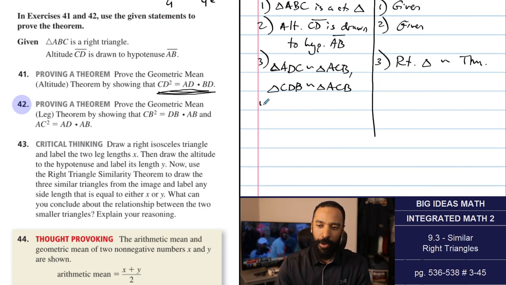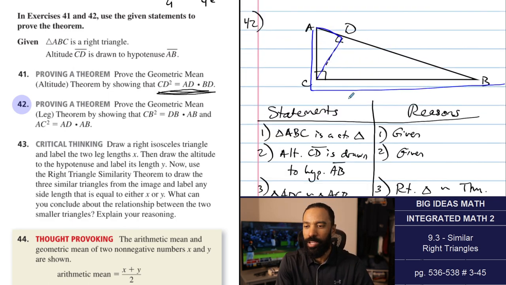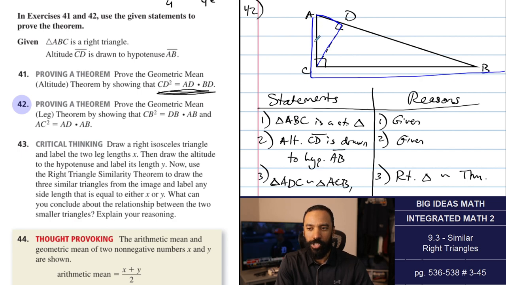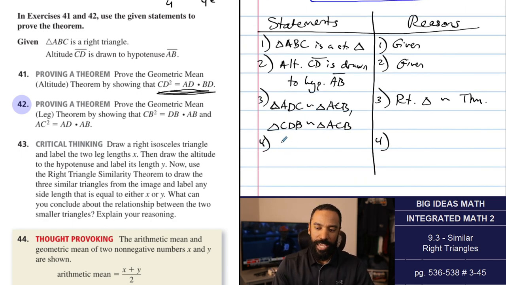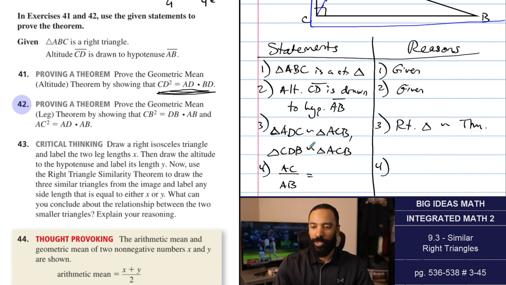Now the proportions that I want to do here have to do with showing I need CB squared and AC squared. So CB applies to the medium triangle. Let's talk about AC first. AC is the hypotenuse of the small triangle and it's the short leg of the big triangle. So AC, hypotenuse of the small triangle, is to the hypotenuse of the big triangle, AB, as the short leg of the small triangle, AD, is to the short leg of the big triangle, AB.